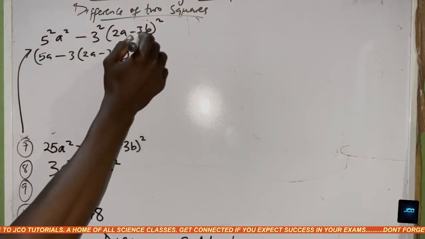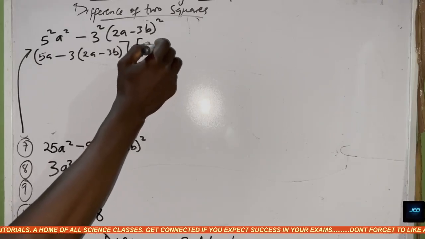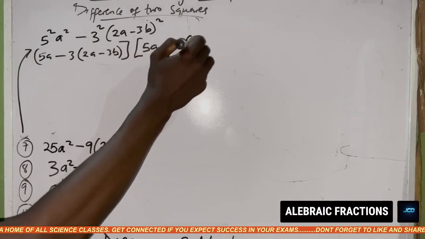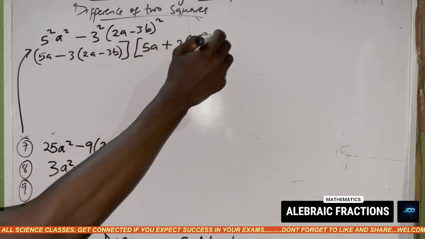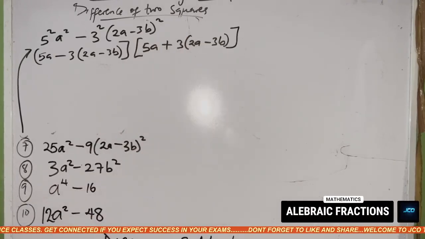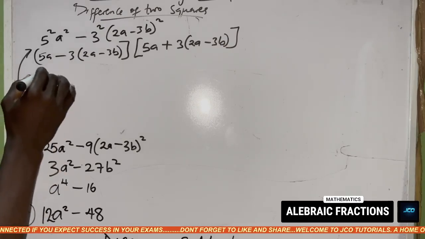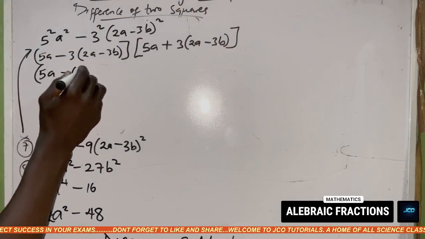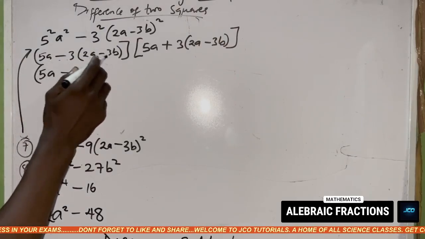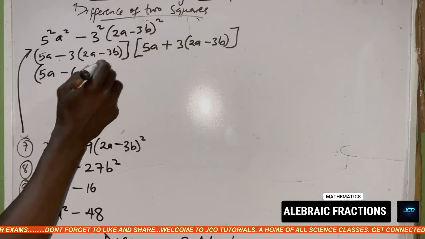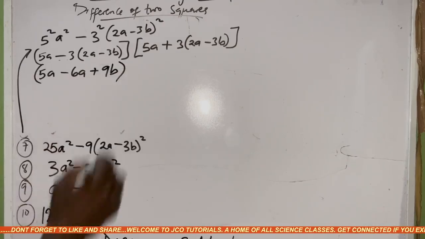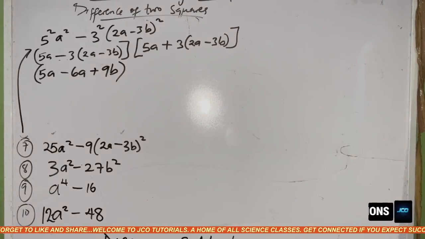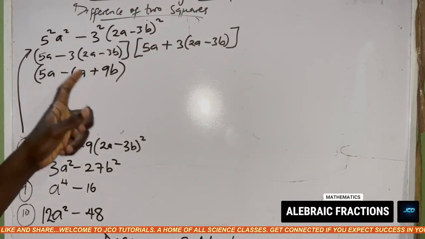Then we repeat it, but this time around we change the minus to a plus. 3, 2a minus 3b. And of course you can go further by opening the brackets. Minus 3 times 2a, minus 6a, minus 3 times minus 3b, plus 9b. Because minus times minus gives us plus.